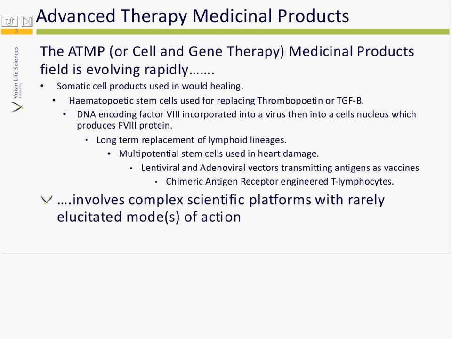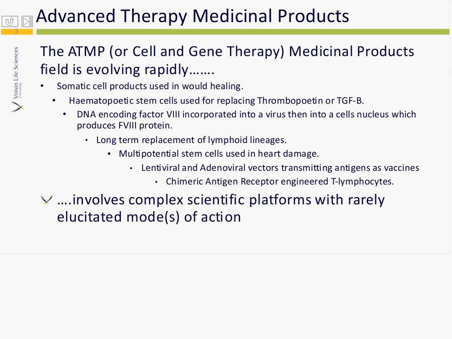But under different regulatory conditions at the time. And since then, products have become very complex and are evolving very, very quickly. I won't go through all of the different types. There's so many different types. A few of them are given on this slide. Particularly later, we'll talk about chimeric antigen receptor engineered T lymphocytes, just as an example.